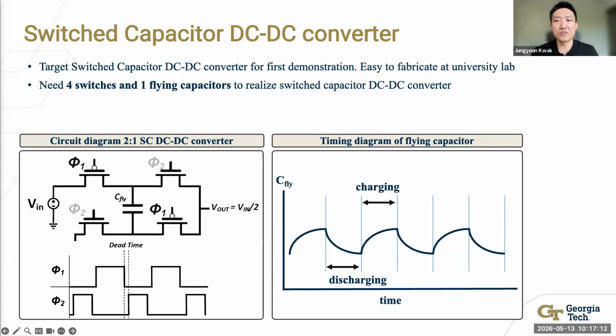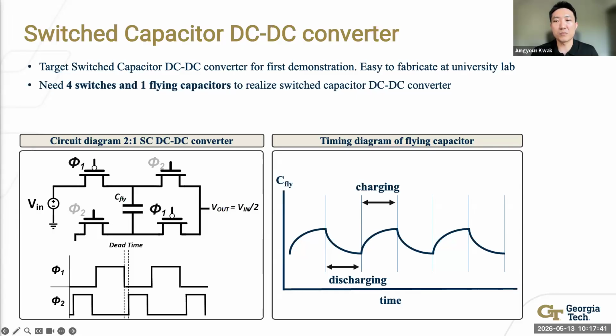The timing diagram on the left shows the two non-overlapping clock phases. In the charging phase, switches 1 and 4 are closed and 2 and 3 are open. Current flows from the input voltage through the flying capacitor, charging it to about half the input voltage. In the discharging phase, switches 1 and 4 open, and switches 2 and 3 close.